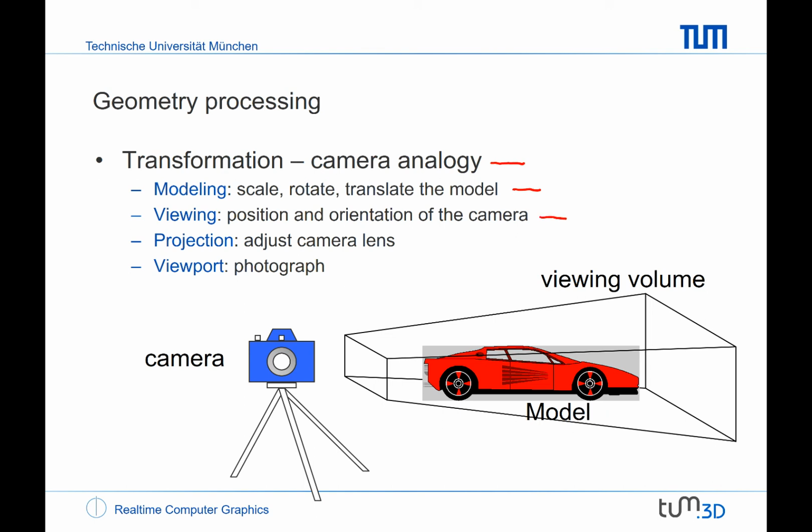Then we have the so-called viewing transformation. Here we position and orient the camera. So we place the camera somewhere and we let the camera look under a certain perspective at the object. Then comes the projection. So in the real world, that would mean that we adjust the camera lens. And then finally, we take the photograph, and this means that we bring, so to say, the image to the 2D screen, whatever this screen looks like. In the real world, of course, it looks different than if we simulate that viewport transformation by means of a computer, as we will see later on.